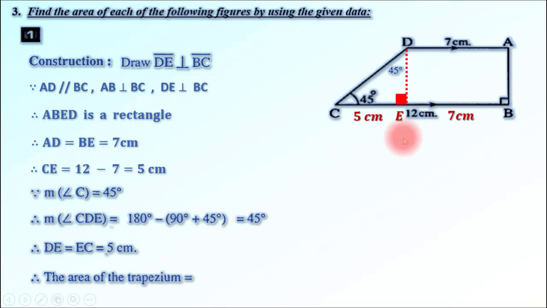Then the area of the trapezium equals half times base 1 plus base 2 times the height. Base 1 is 7 and base 2 is 12 and its height equals 5 centimeter, which will equal 47.5 centimeter square.